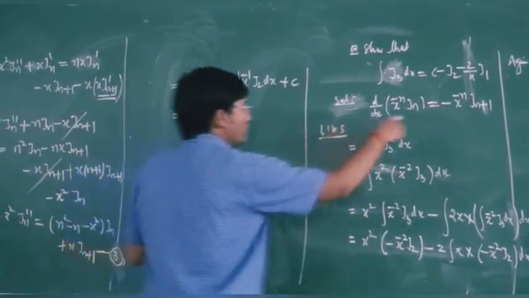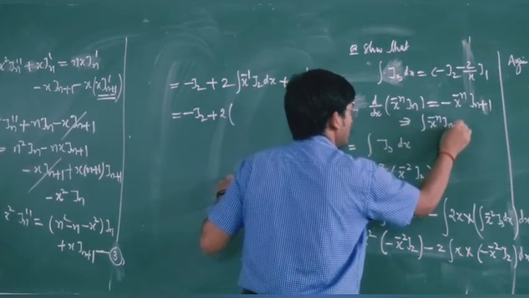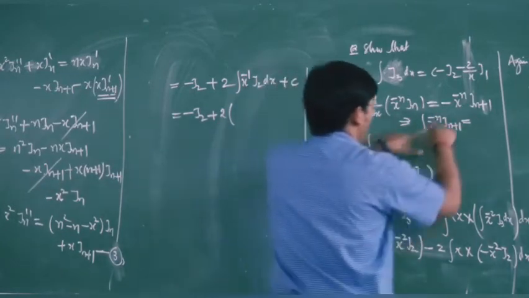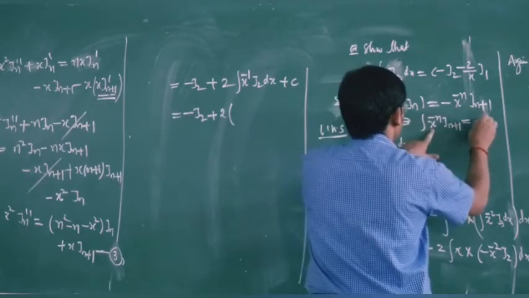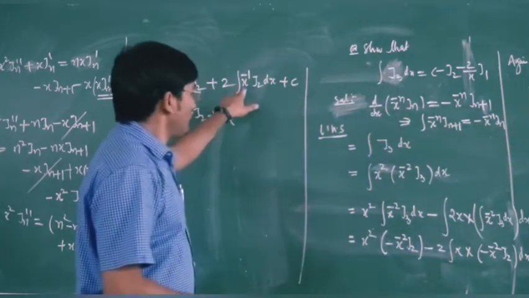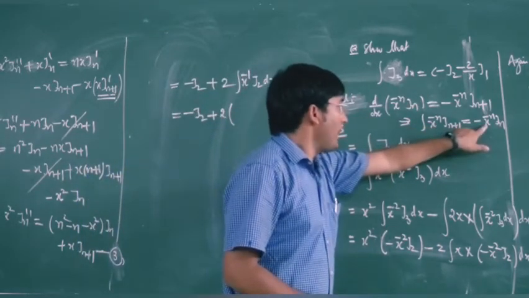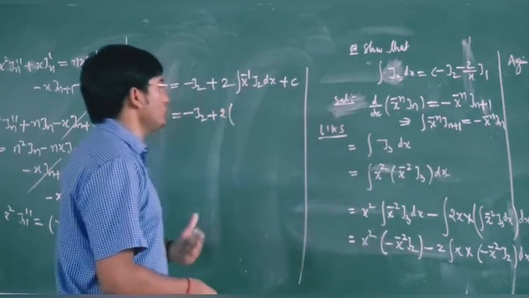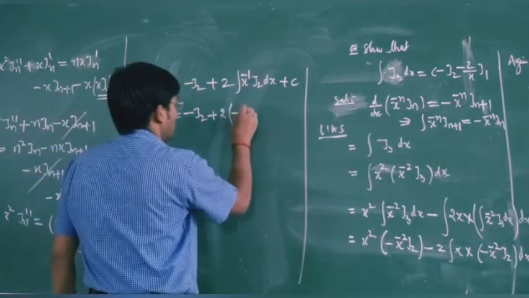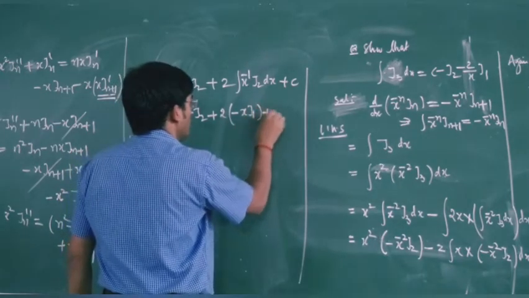So from here we can write the integration of x power minus n into jn plus 1 equal to, on integration, we will get minus x power minus n into jn. So again, if you put n equal to 1 here, then we will get x power minus 1 j2 equal to minus x power minus 1 into j1. So this will be minus x into j1 plus some constant of integration.